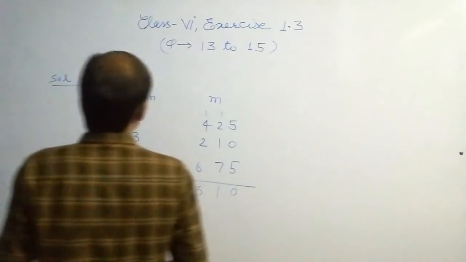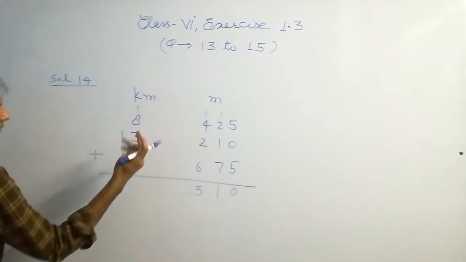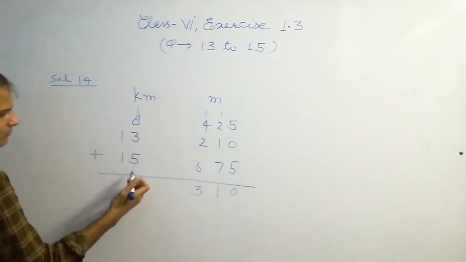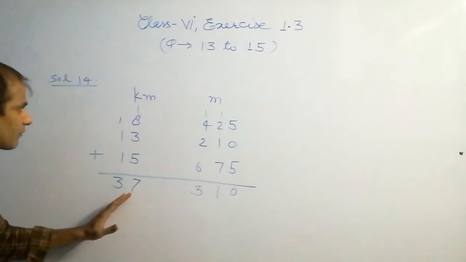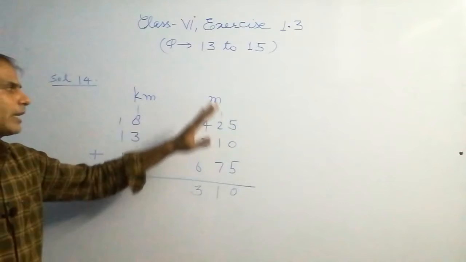Now 1 plus 8 is 9, 9 plus 3 is 12, plus 5 is 17, 1 carry, and it is 3. So the answer is 37 kilometers and 310 meters.